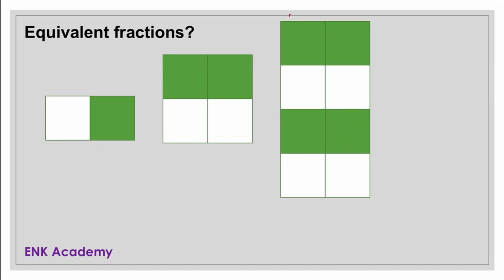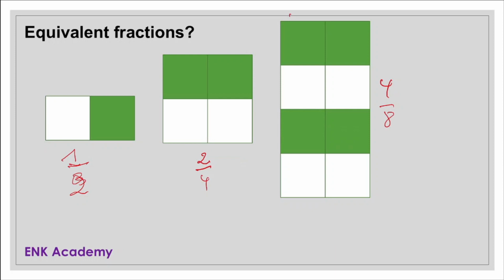We can also define equivalent fractions. Look at this one here. We have 1 colored part over 2 parts. Here we have 2 colored parts over 4. Here we have 4 over 8.